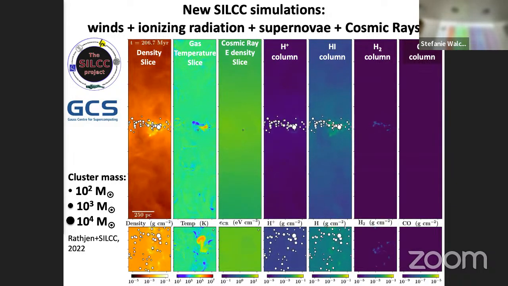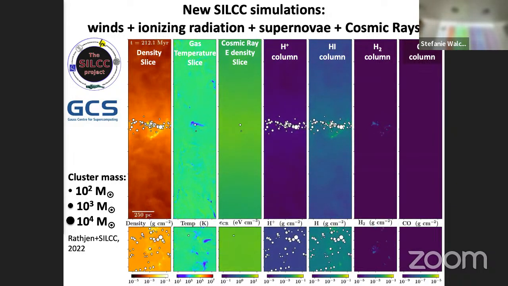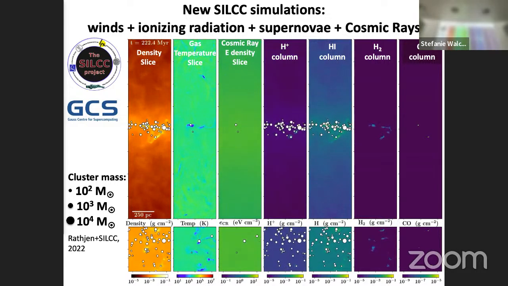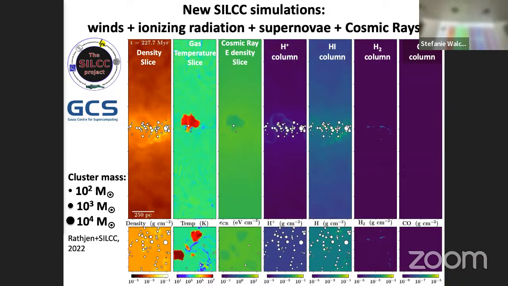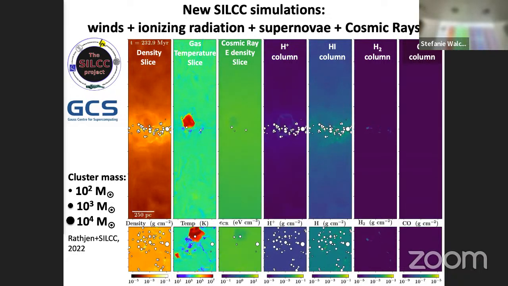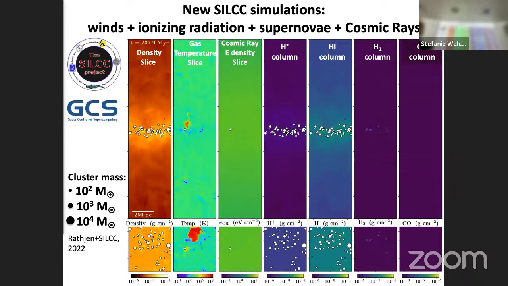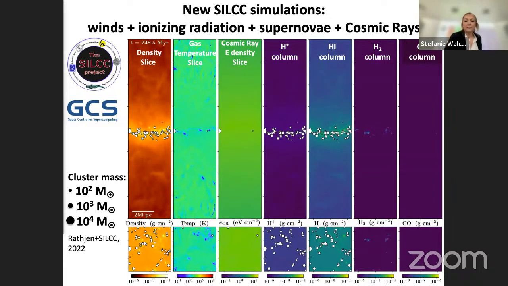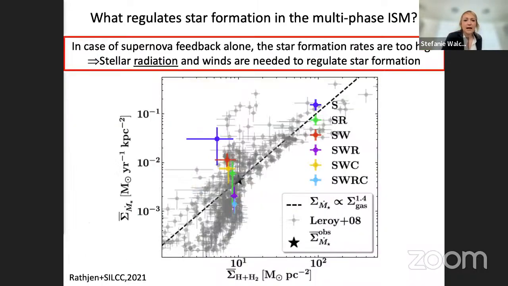So small is something like 100 solar masses. So this would be only one massive star contained in there, basically. And then here we would have something like 100 massive stars contained in one of these bigger clusters. One is here.